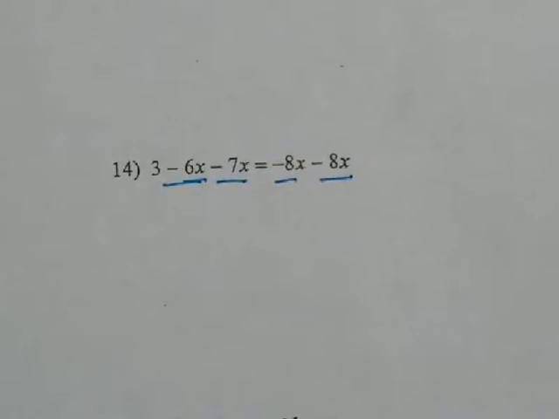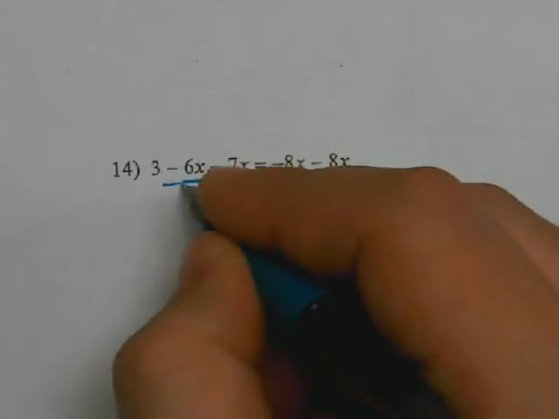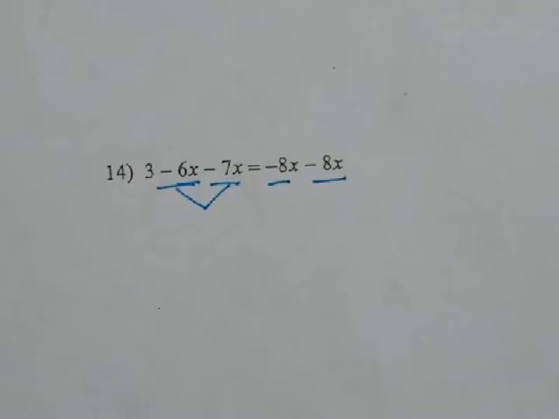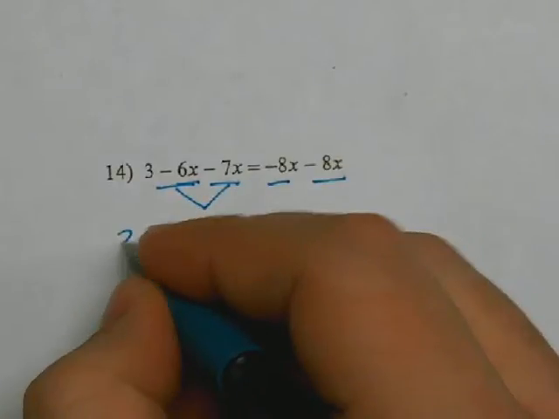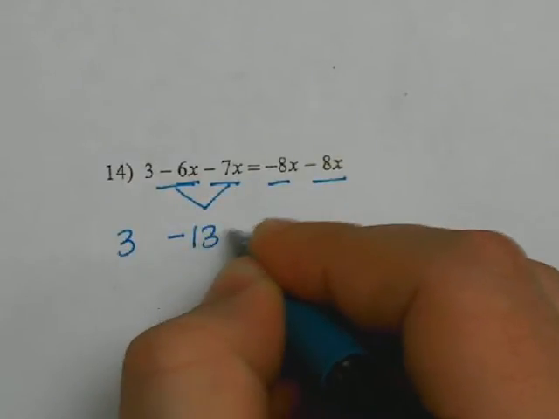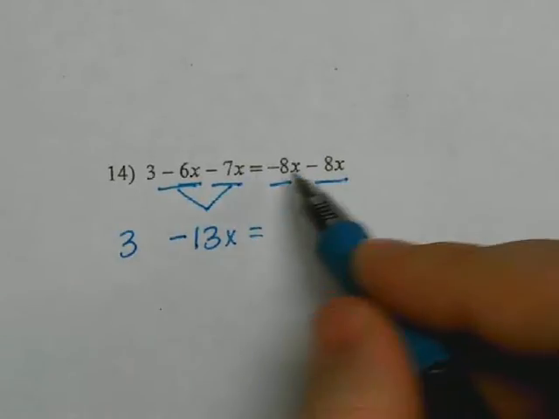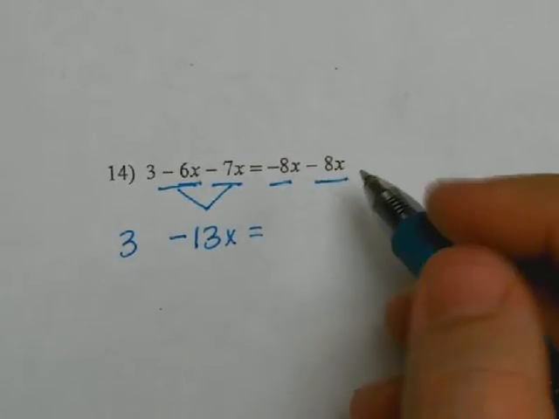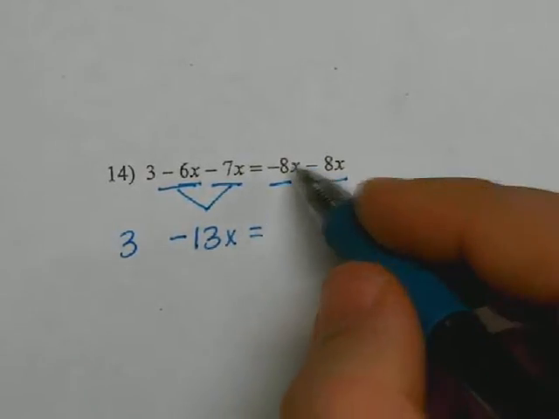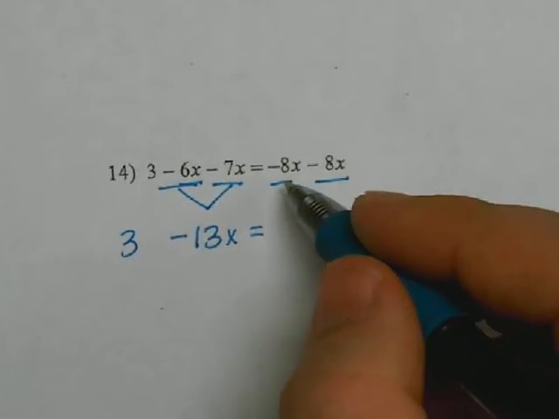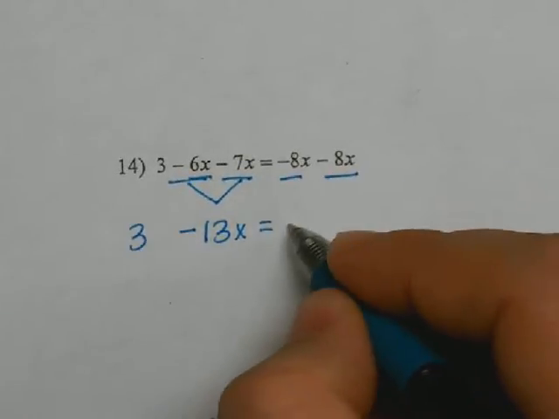So if you're looking at this, and you're asking yourself, I can combine these two, so I combine negative 6 minus 7. I bring this 3 down, will give us simply negative 13x equals negative 8x minus 8x. Now don't get this confused with negative 8x plus 8x. These don't cancel out. Negative 8 minus 8 will give us negative 16x.